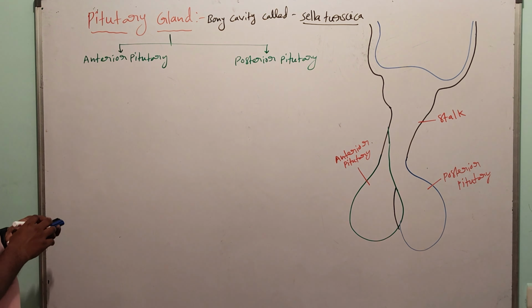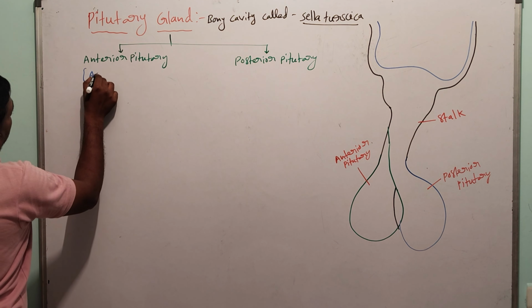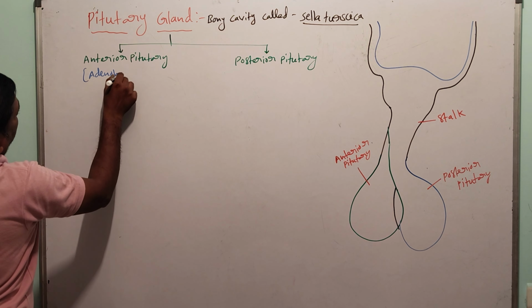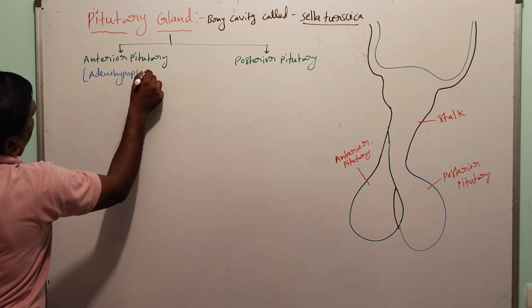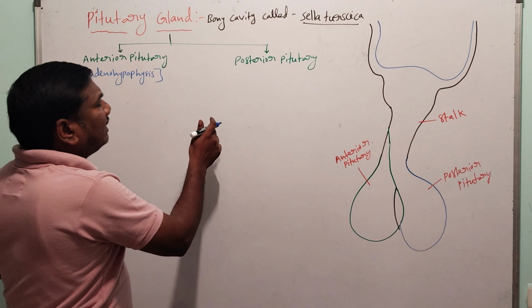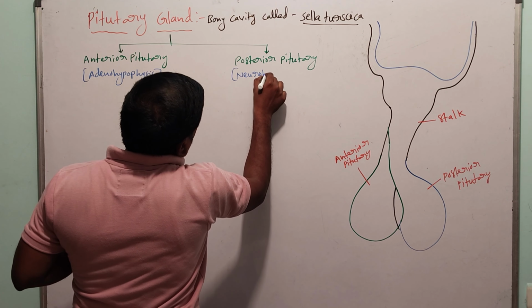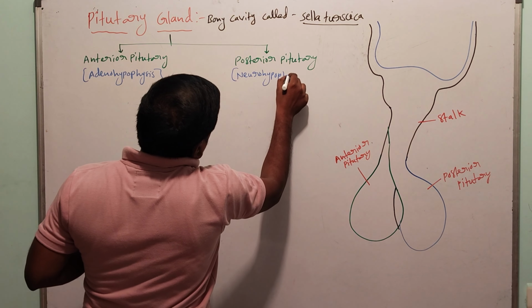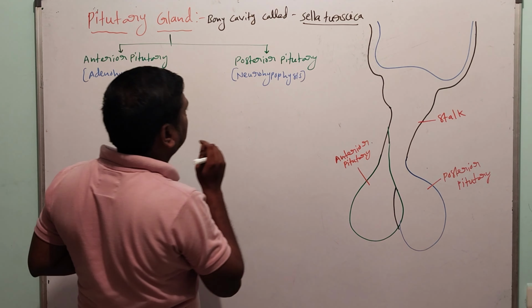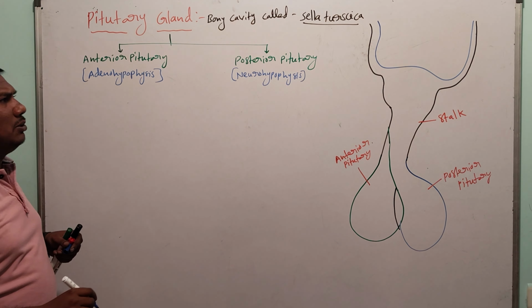The anterior pituitary is called adenohypophysis. The posterior pituitary is called neurohypophysis.